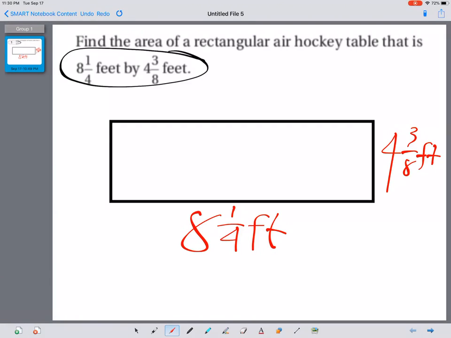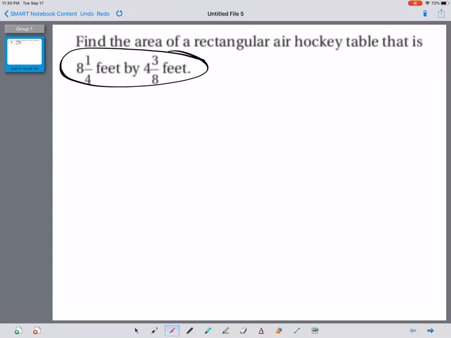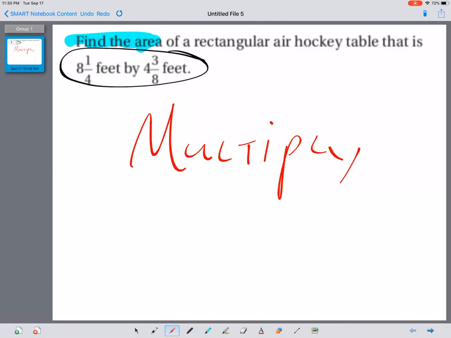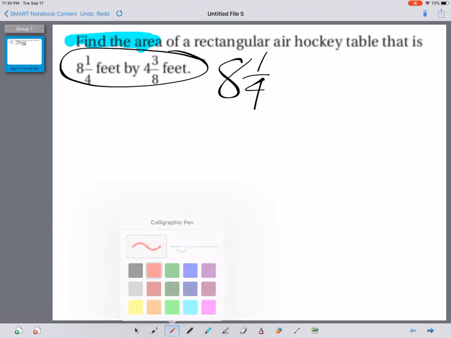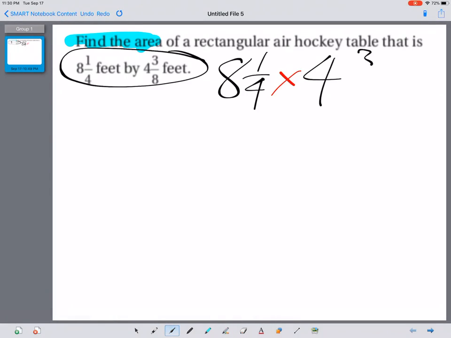Okay, folks? I'm just going to remove that. And how do we do this? How do we find the area? Finding the area requires that we multiply. So that's what we're going to do. We're going to multiply 8 1/4 by 4 3/8. All right, so how do we exactly go about doing that?